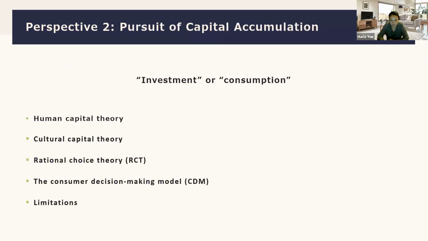The second group of perspectives views international students' mobility as a strategic pursuit of capital accumulation. It includes, for example, human capital theory, cultural capital theory, rational choice theory, and consumer decision-making models. This group of theories is often criticized for its utilitarian bias and for overlooking the broad motivations and transformative potential of international education.